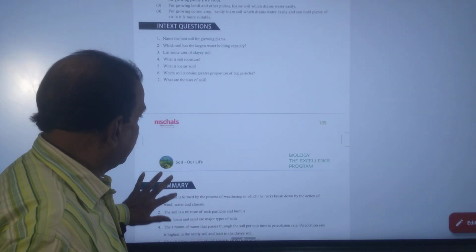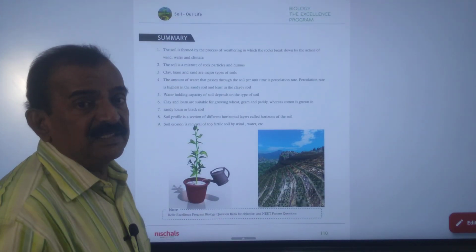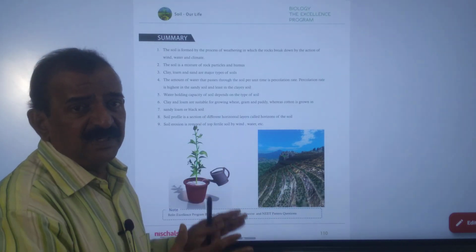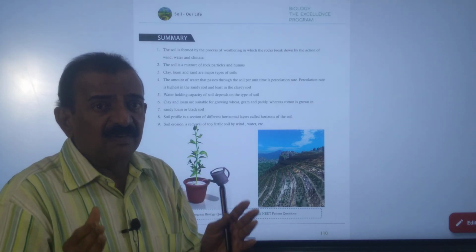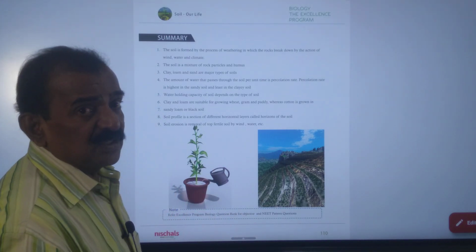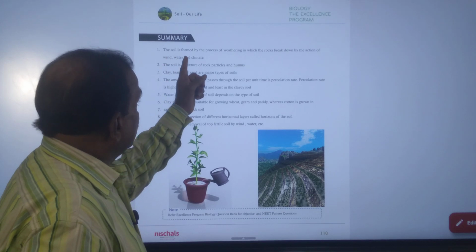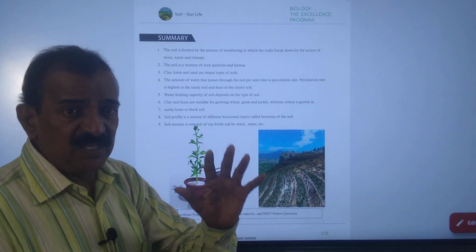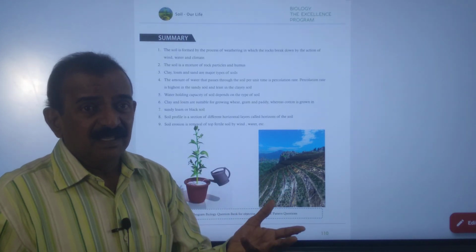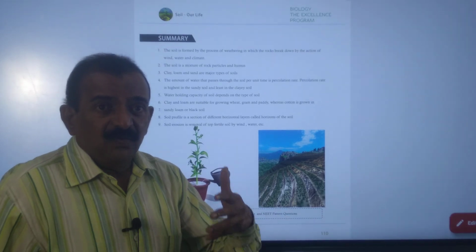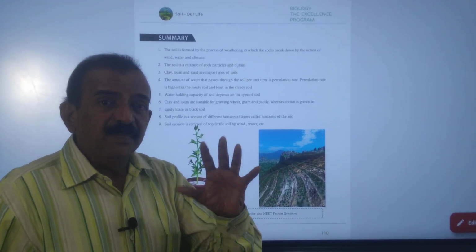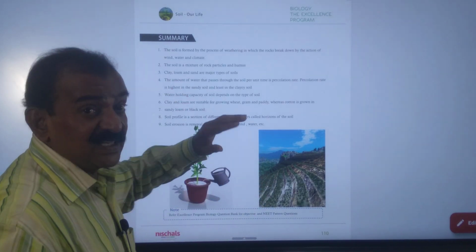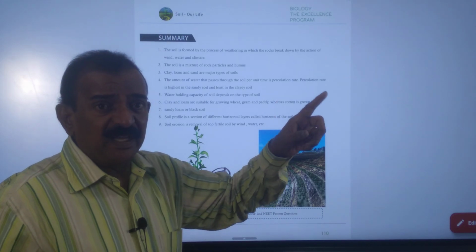So here we discussed the 7 in-text questions, and finally, children, we need to discuss the summary given in this chapter, chapter 7, Soil Our Life. There you see 9 points. Soil is formed by the process of weathering. Yes, already we discussed, soil is formed by the weathering of rocks. I told you there are many factors for the formation of soil. We discussed climate, wind, and also rocks.